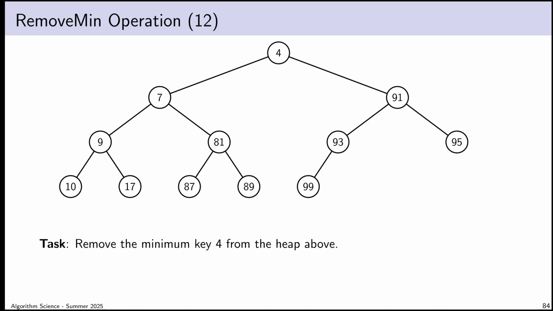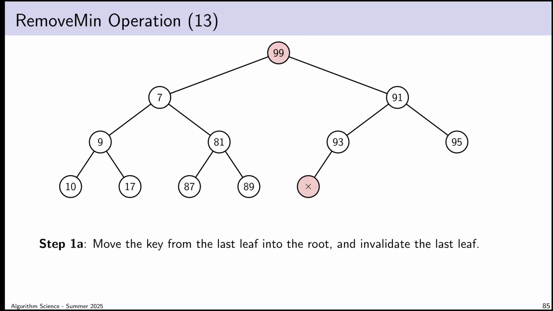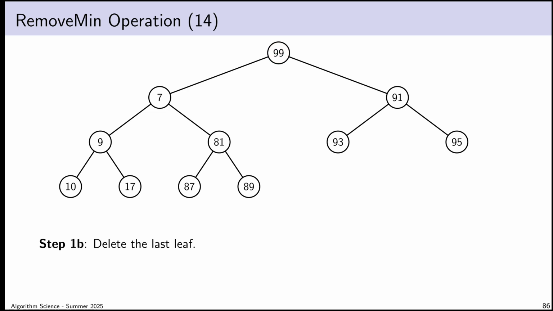Let's try removing the root of this heap. So I want to remove the value 4. Okay, so I put the value 4 aside, and then I move the key 99 into the root for safekeeping, which allows me to delete the node that contained the 99. Okay, so that's step 1A is to move it, and then I delete it. All right, and now I have to perform the bubble down operation.